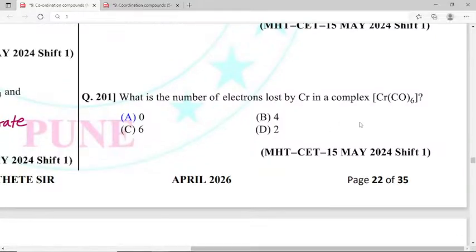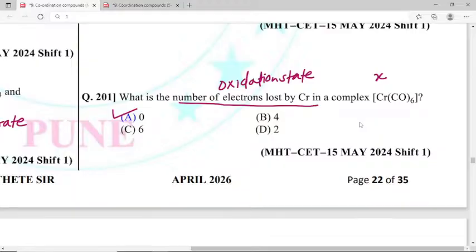What is the number of electrons lost by chromium? So this is the oxidation state of chromium. In Cr(CO)6, the oxidation number is 0, because X plus 6 times carbon monoxide, which is 0, is equal to the complex charge, which is also 0. So X is equal to 0. So 0 is your answer.